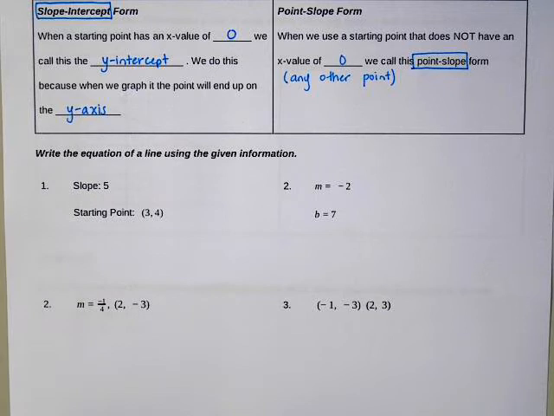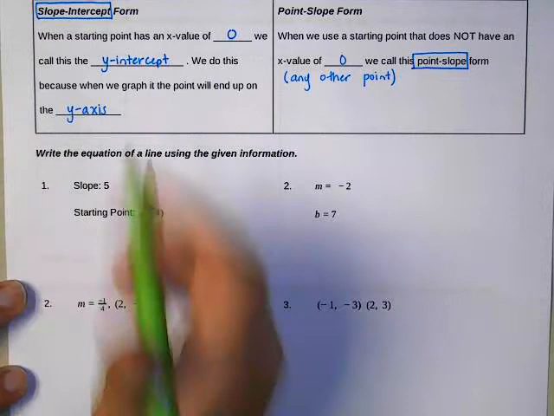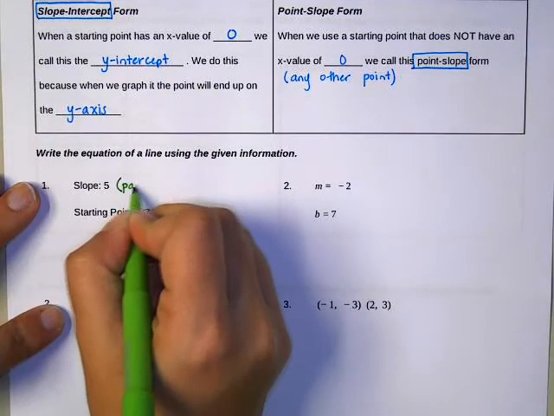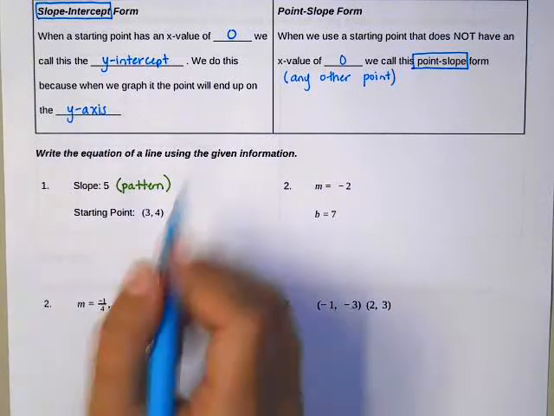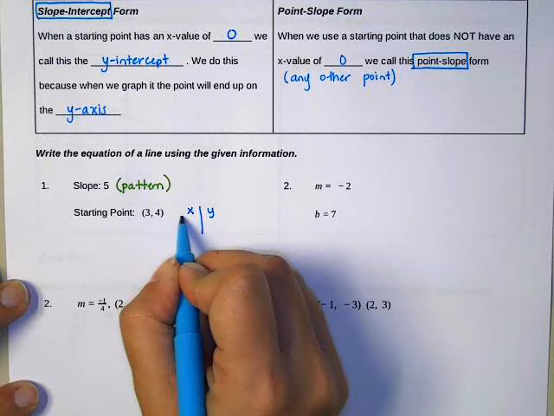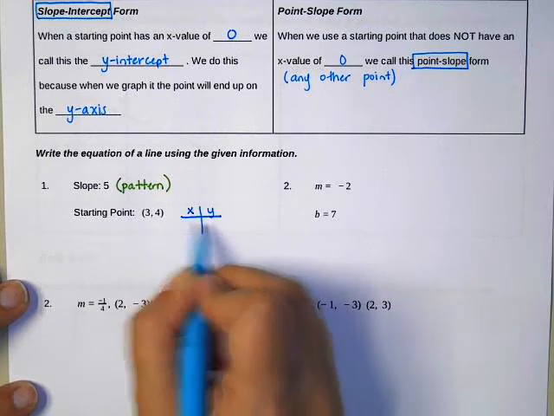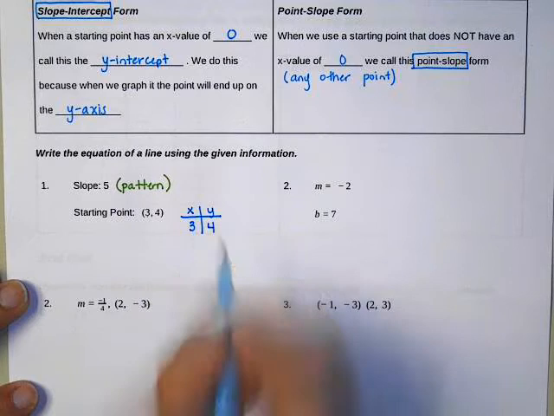In problem number 1, what I'm doing is I'm telling you the slope, which is the pattern, and I'm telling you the starting point. What I like to do is make a little mini table and put my starting point in the table. So the x would be 3 and the y would be 4.